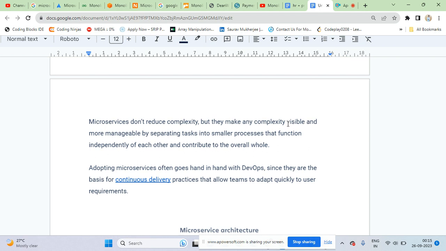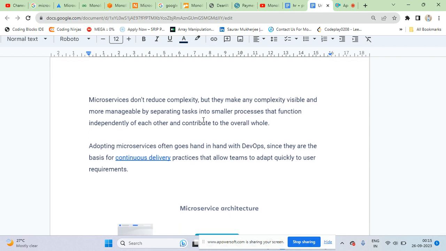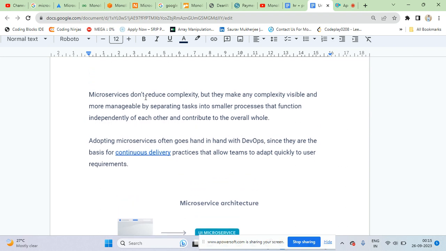First of all, this is the complexity of an application: there are 10 modules, 10 JavaScript files, two styling files, and so on. You can see everything broken into smaller pieces. An individual JavaScript file is a very small thing to manage, work on, and contribute to. So they don't reduce the complexity, they make it visible, and managing becomes a lot easier.